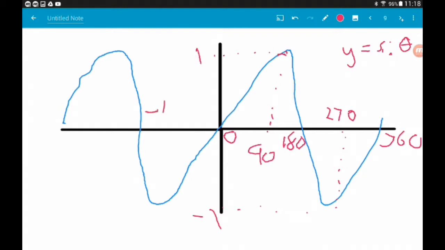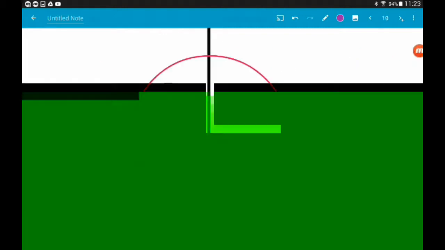So those values are mirrored in the y-axis. So this is -180, this is -360, this peak is -270, and this trough is -90. So we are about to see where this comes from using the unit circle.